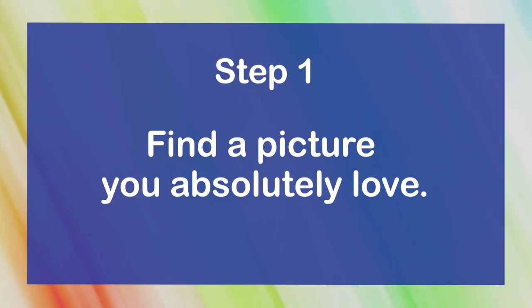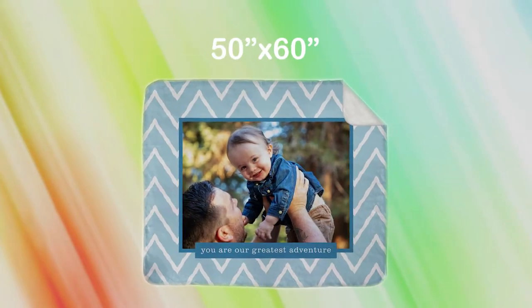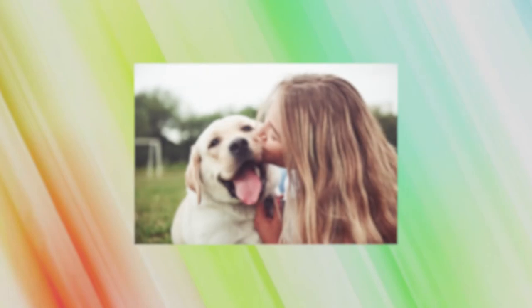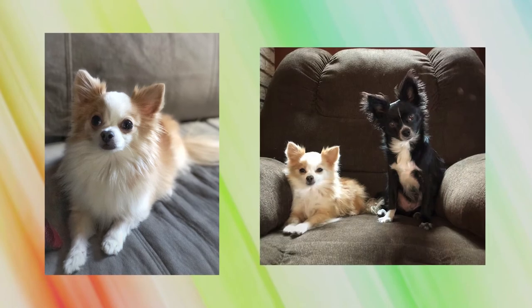Step 1. Find a picture you absolutely love, but not just any picture. This image will be enlarged to fit on your blanket, which is 50 by 60 in size. So if the image is not high quality, your blanket will not turn out as good as it can be. Photos taken by a newer smartphone or a digital camera will be just fine.